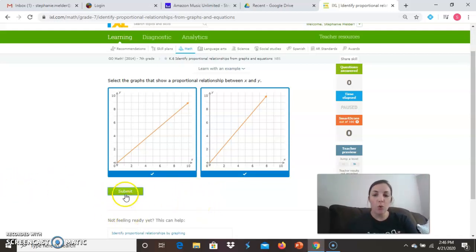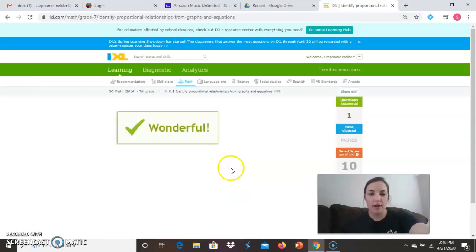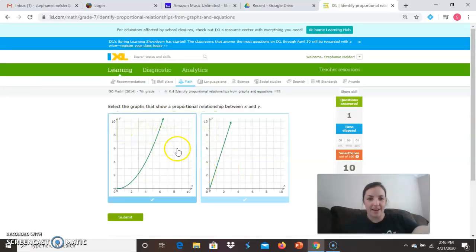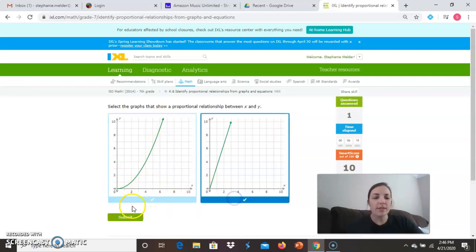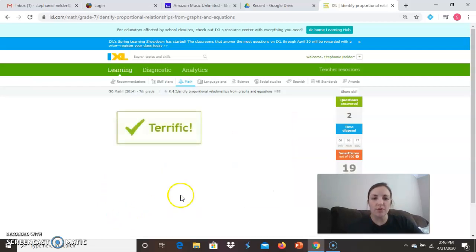It's slow. Come on, there it is. Wonderful, it says. Okay, so now we see that we have 2 graphs that originate from the origin. They pass through, but then there's this issue with this first graph. Guys, that's not a straight line, that's a curve. It will not be proportional. So I'm only going to select that second option.